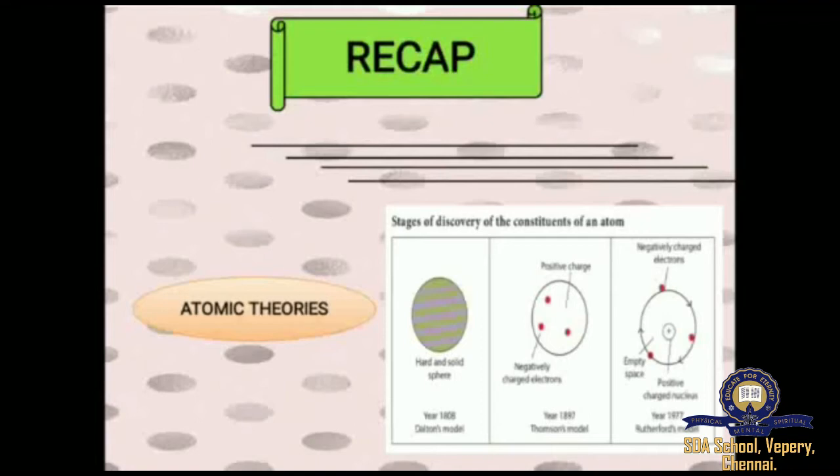And we saw Rutherford's theory. He proposed that the nucleus is present at the center of the atom. It is positively charged. Then negatively charged electrons revolve around the nucleus in a specific orbit.